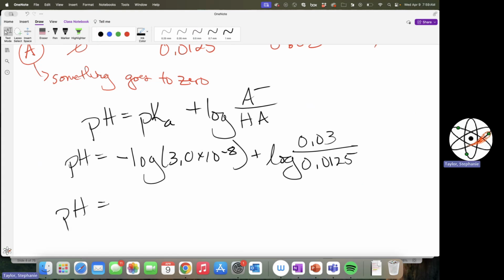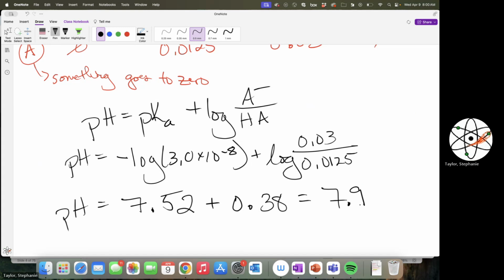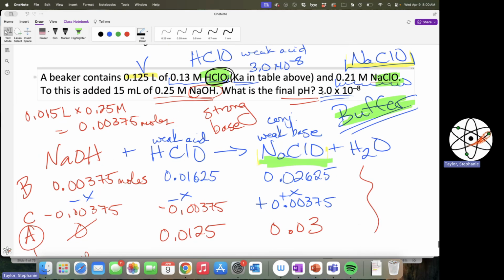There's one other question I'm going to try to go back and answer to anticipate other questions you might have. So I get the pKa to be 7.52, and then this is 0.03 divided by 0.025, and I take the log of that number, and that is a positive number. I have more base than acid, so my pH should go up. And it does. 7.9. Ta-da! So we solved this problem.